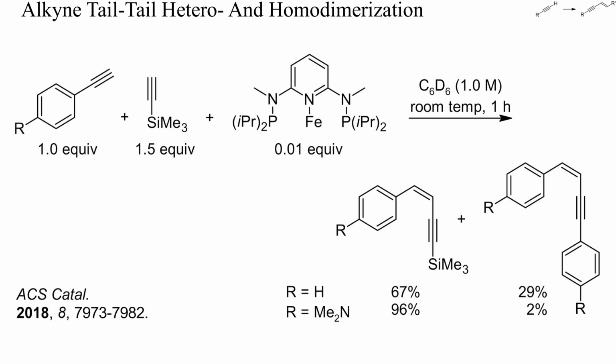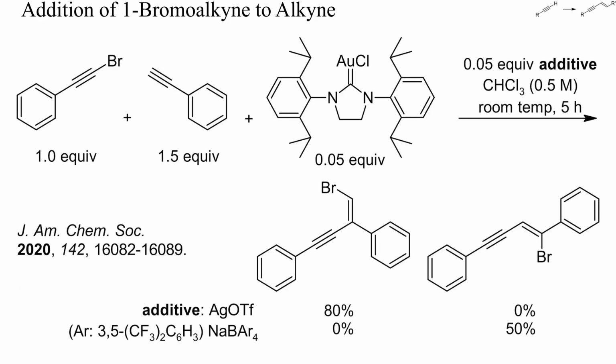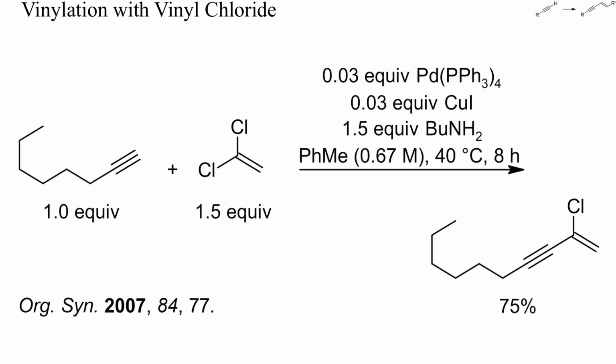The outcome of such reactions depends on the precise structure and electronic properties of both alkynes. In this example, phenylacetylene yielded a mixture of hetero and homodimers, while 4-dimethylaminophenylacetylene mostly gave the heterodimer. Thus, this chemistry is not robust at all. Even small amounts of certain additives can have a huge impact on the outcome of these reactions. Here, depending on whether 5% of silver triflate or a sodium tetraaryl borate was added, a different product was formed. So much for the coupling of alkynes with alkynes.